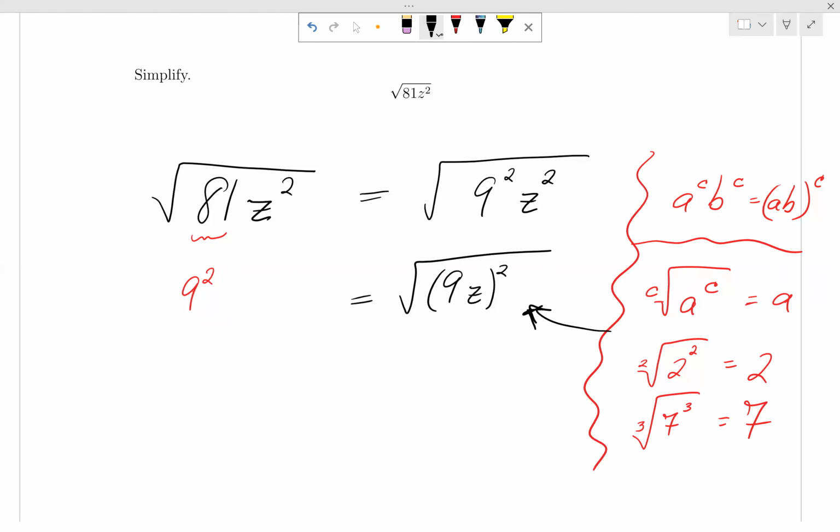we have 9z, that stuff squared. So it's like the square root and the square cancel out. So we're just left with whatever's being squared, which is 9z. And that is our final answer. Because it's kind of like we cancel out the square root and the squared here. And then we're left with whatever was being squared, which was the 9z.